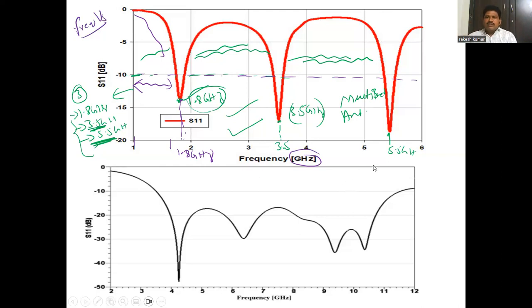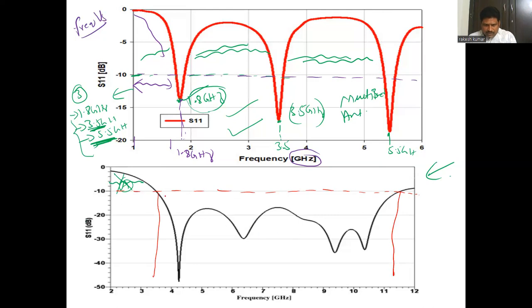Okay. So now let us see the next one in this graph. Now tell me from which frequency to which frequency it is operating. If you observe here, from here to here, since the value is above minus 10 dB, the antenna is not operating. So from which frequency to which frequency is it operating? First of all, you draw a line at minus 10 dB. It is operating from this frequency to this frequency.